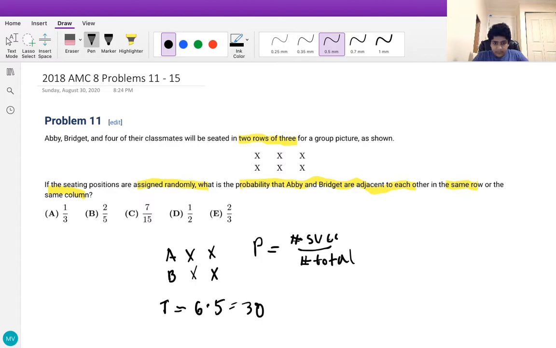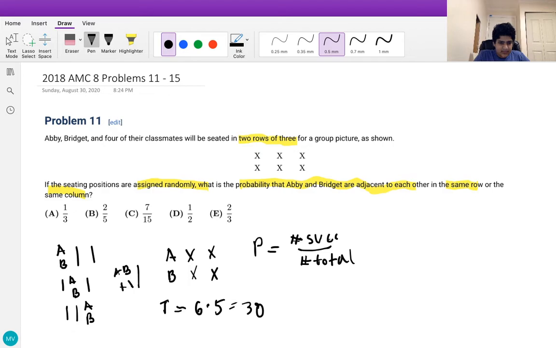Without loss of generality, we can assume that Abby is either above or to the left of Bridget, and then multiply the final answer by 2. So we can get cases like this, where these lines are just 2 X's, this, or this for the vertical adjacency, and then for the horizontal adjacency, you can get something similar with A, B, and then 2 X's. And then there's 4 positions, right?